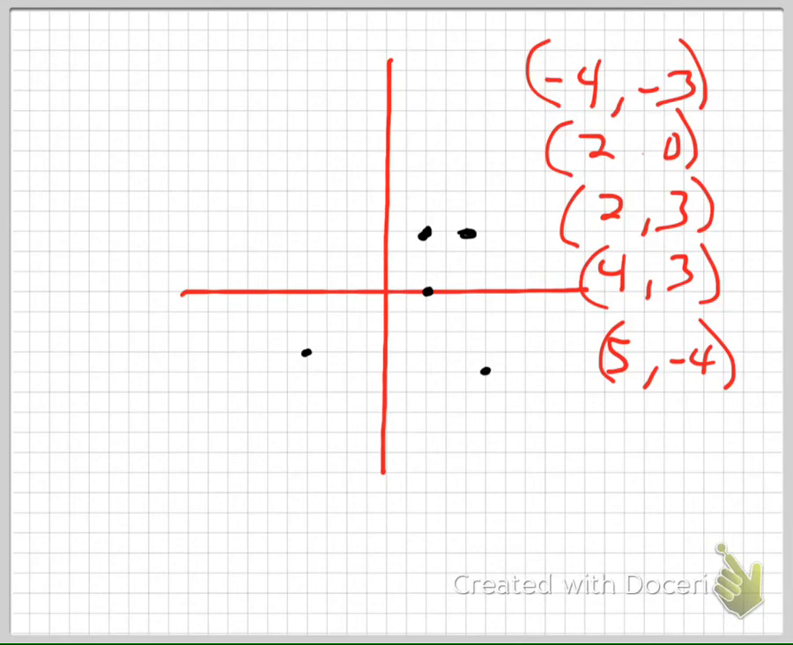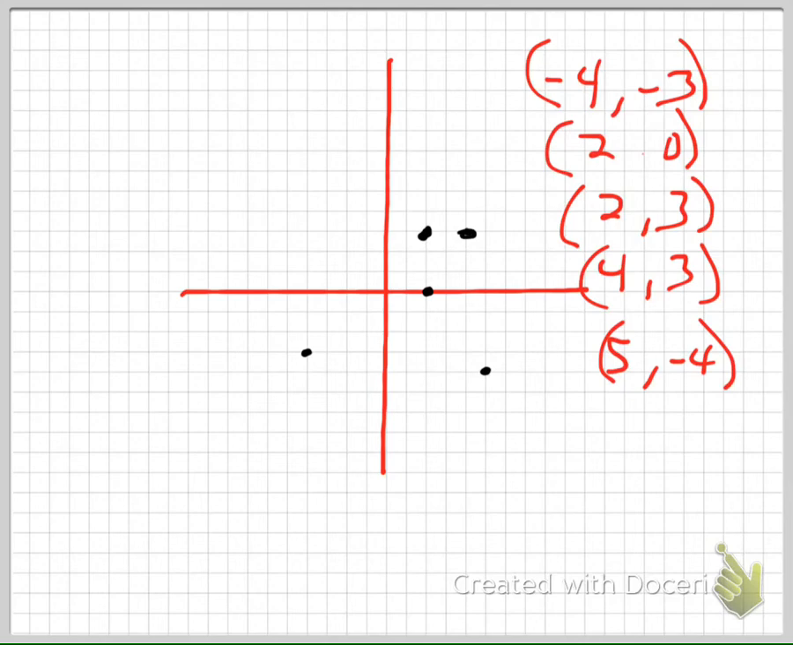As I scoot over here, how many points are touching my pencil? 2. Boom. It does not pass the vertical line test because 2 points are touching my pencil at the same time. As I scoot over, that's okay. But right here, it's no good. Whenever 2 points are sharing the same vertical line, that makes it not a function. It does not pass the vertical line test.